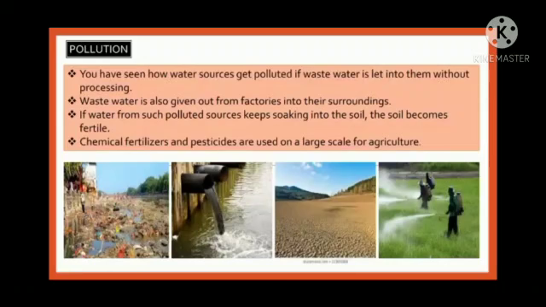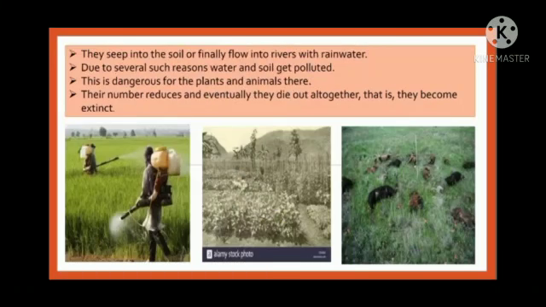If water from such polluted sources keeps soaking into the soil, the soil becomes infertile. Chemical fertilizers and pesticides are used on a large scale for agriculture. Due to several such reasons, water and soil get polluted. This is dangerous for the plants and animals there. Their number reduces and eventually they die out altogether. That is, they become extinct.